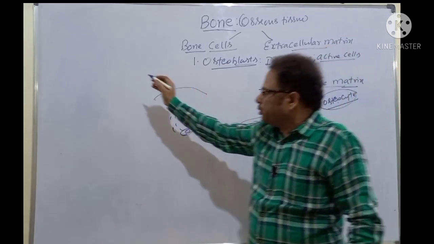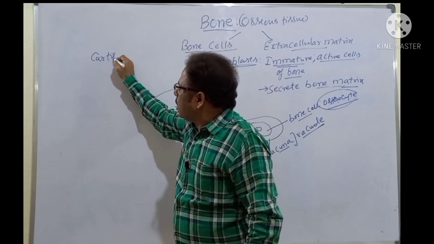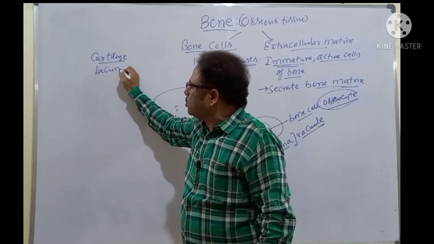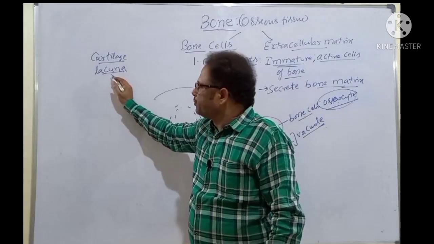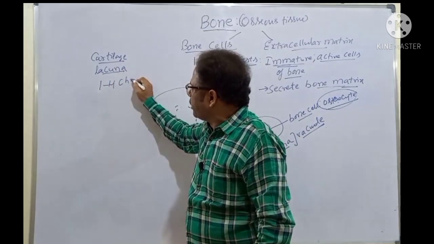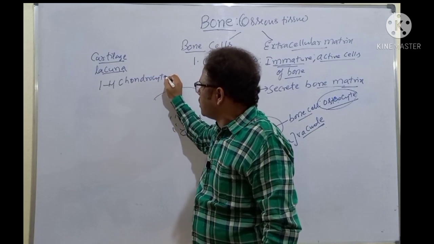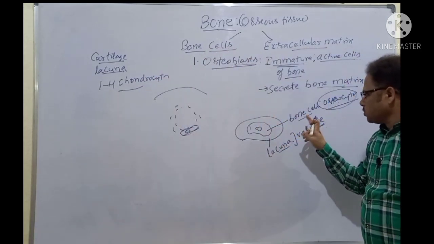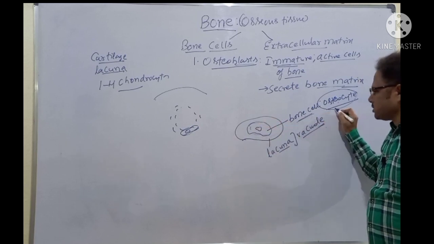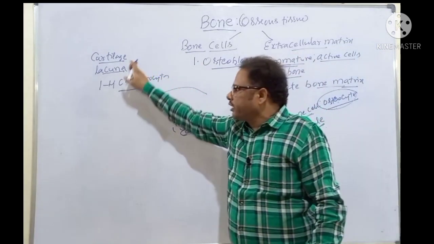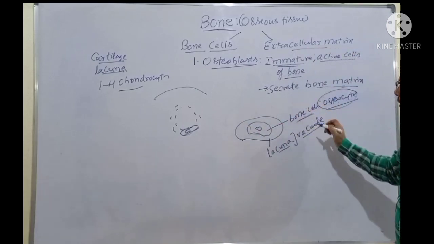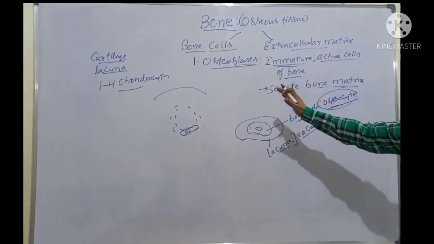In the previous session, I told you that the cartilage matrix also contains lacunae. Lacuna is singular, lacunae is plural. The lacuna in cartilage contains 1 to 4 chondrocytes. Whereas the lacuna of the bone contains only one bone cell, called the osteocyte. That's the difference here. Clear, students?